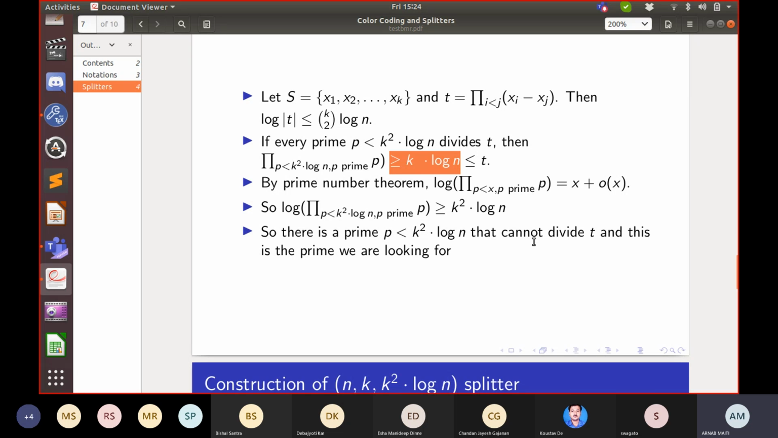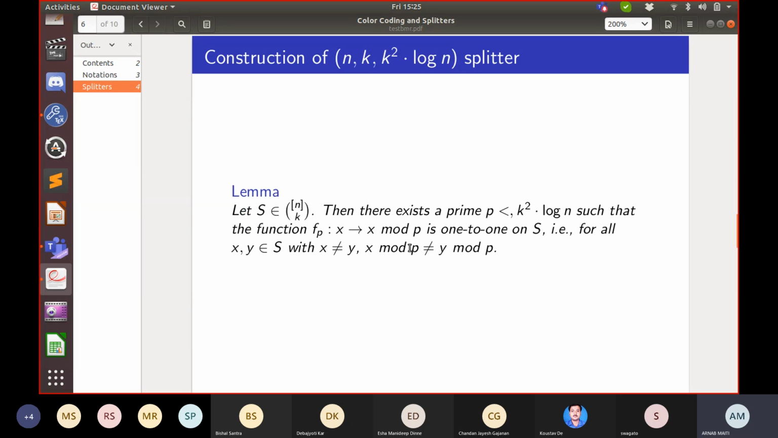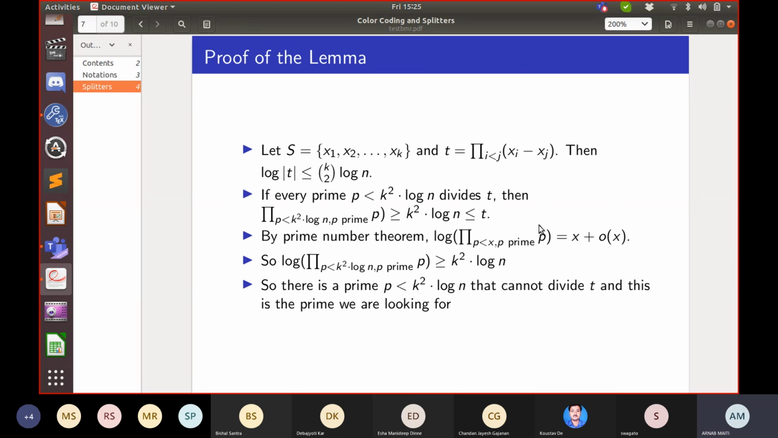If there is a prime p which does not divide T, it does not divide any of these differences. And if it does not divide the difference, then x mod p is not equal to y mod p, that's the definition of mod. So it means this lemma holds true: for any set S, there will exist a prime p such that this function is 1-to-1 on S. This is a very nice proof, and it nicely uses number theory.